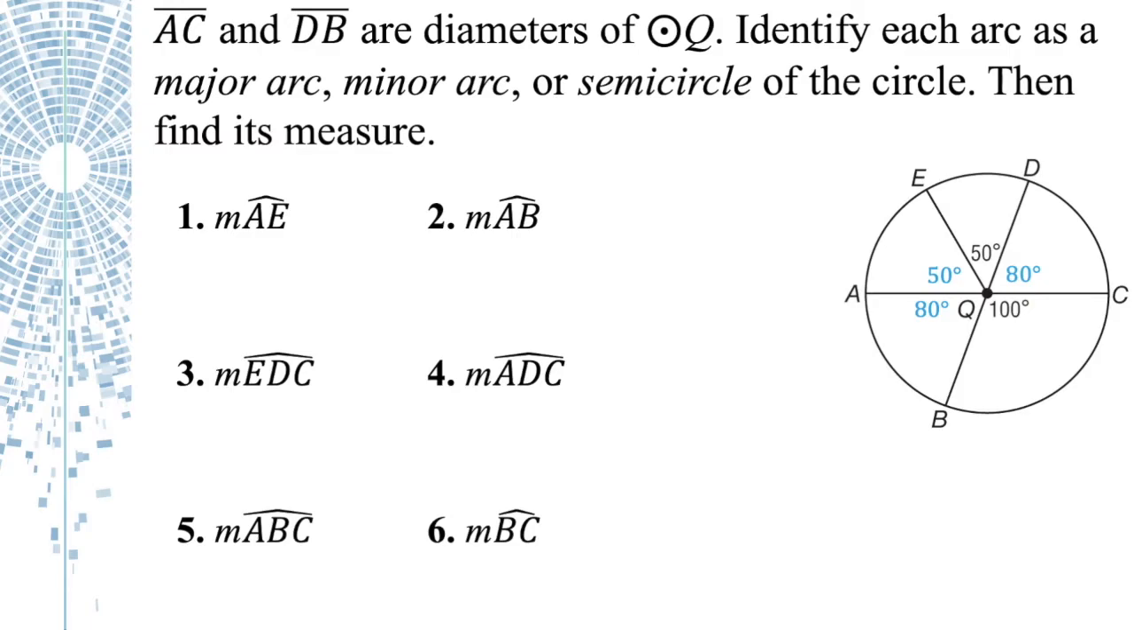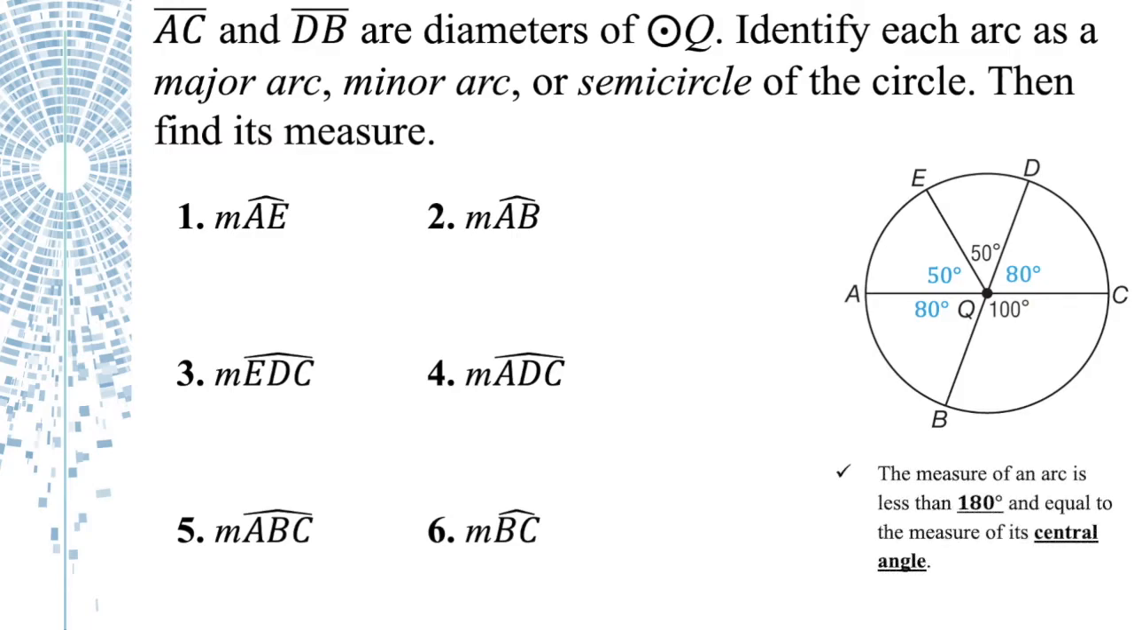Let's find the measure of arc AE. Well, I know the measure of an arc is less than 180 degrees and equal to the measure of its central angle. Well, its central angle is 50 degrees. So AE is a minor arc measuring 50. The measure of arc AB, well, its central angle is 80. So AB is also a minor arc, and it has a measure of 80.